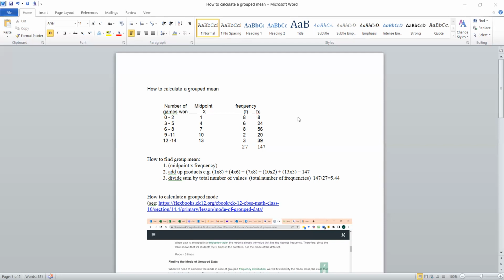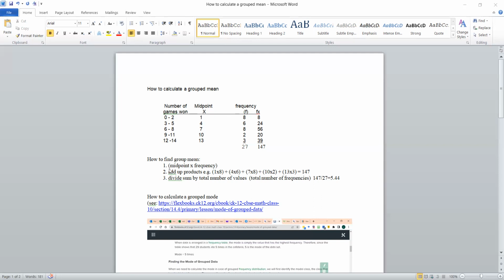We're adding this. This is column Fx. And this is X times F. That's all it is. Okay. So we want to find the product, multiply F and X. So 1 times 8 is 8, 4 times 6 is 24, 7 times 8 is 56, and so on. Okay, so now I have X, F, and Fx.